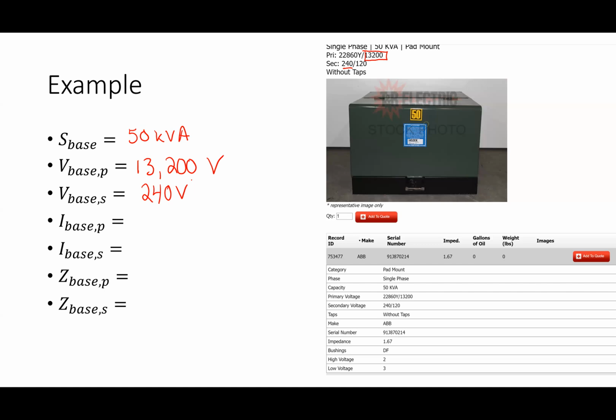So how do I figure out the base current, do you think, on the primary and secondary side? How would I figure out those values? Yeah, power over the voltage, right? So this would be 50 kVA divided by 13,200, and this would be 50 kVA divided by 240. Those numbers are going to be drastically different. What are they going to be? This guy's going to be 3.7879 amps.